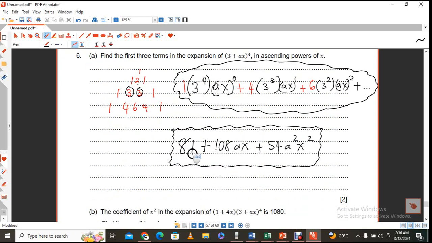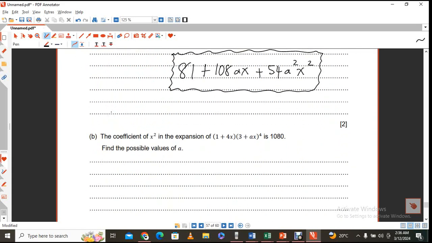Now, very important that you don't get that wrong. Now they say the coefficient of x squared in that expansion is 1081. So what we're going to do is we're going to say 1 plus 4x and then multiply that by the first three terms of the answer that we got in part 1, which was 81 plus 108ax plus 54 a squared x squared.